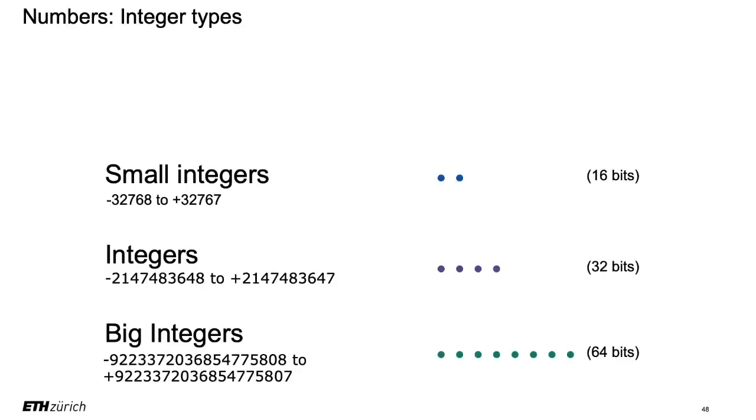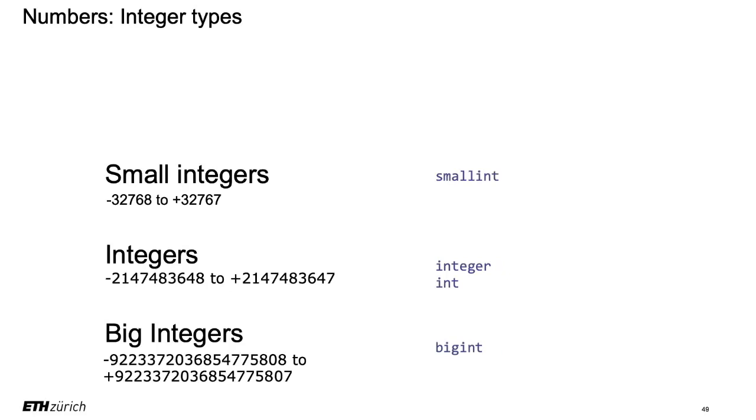Okay, so this is it. You have the exact intervals in there. You see it's even negative, positive. And this is how they are called in PostgreSQL. Small int, that's for the 16-bit integers. You have integer and int, they are both synonyms for 32 bits. And big int for longs, right? 64 bits.